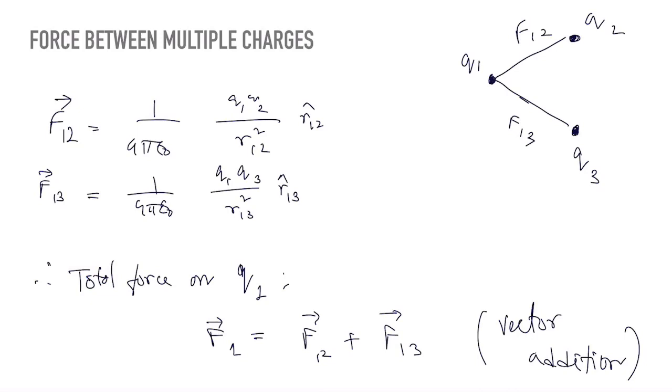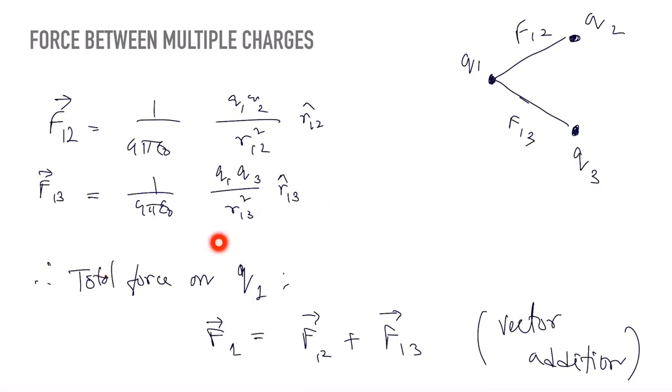Let us consider three charges here, Q1, Q2 and Q3. Now we are here to calculate the force on Q1. Q1 is not only experiencing force from Q2 but also from Q3. So the force on Q1 due to Q2 is represented as force F12, and the force on Q1 due to Q3 is represented as force F13. So the expressions would be for F12 this one and for F13 this one.